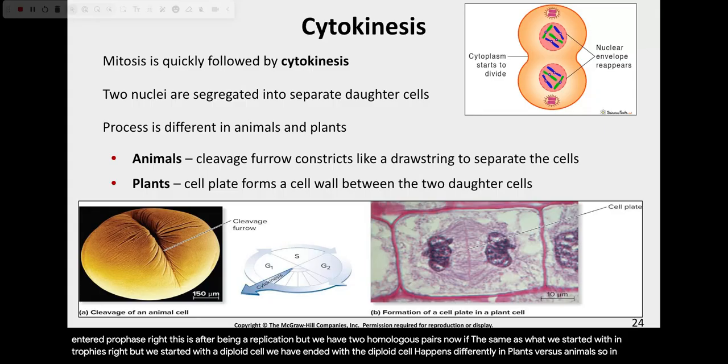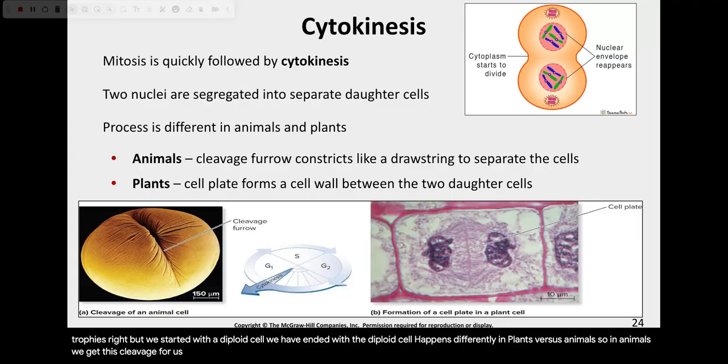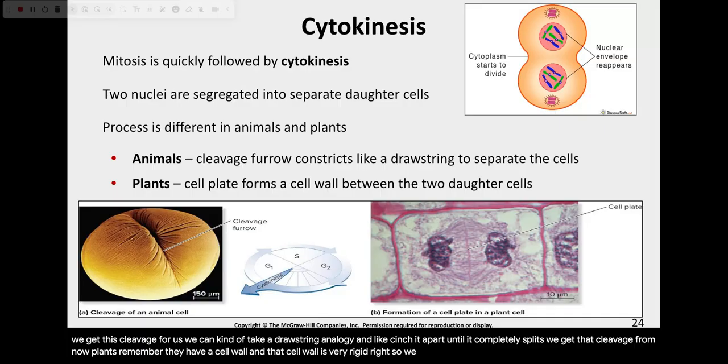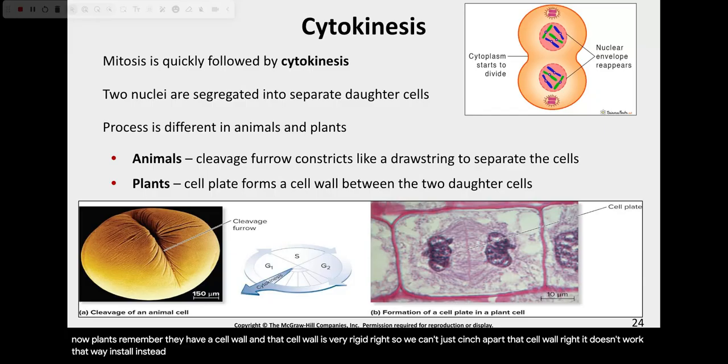Now, cytokinesis happens differently in plants versus animals. So in animals, we get this cleavage furrow. We can take a drawstring analogy and cinch it apart until it completely splits. Now plants, remember, they have a cell wall, and that cell wall is very rigid. So we can't just cinch apart that cell wall. It doesn't work that way. Instead, the cell is going to create a cell plate. And it's very faint on this image, the way the light is in this room. But if you look closely, there's this line starting to form in the middle there. So the cell plate will form, and eventually that cell plate will become the cell wall surrounding 2 different cells.